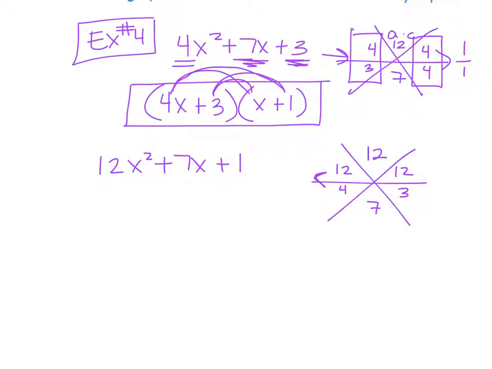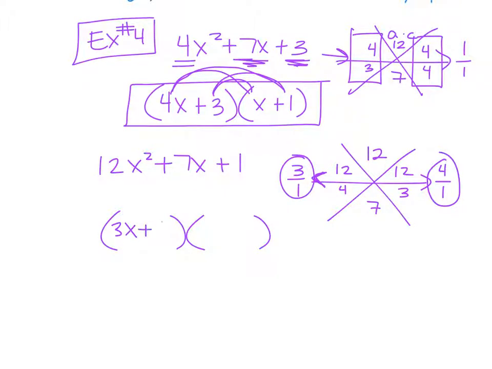So 12 over 4, we're going to reduce to what? 3. Not 3, 3 over 1. Okay, leave it in that fraction looking form. 12 over 3 is going to be 4 over 1. That means you're using that and that in your expressions here. So what is the left side going to be? 3x plus 1. And the right side? 4x plus 1.